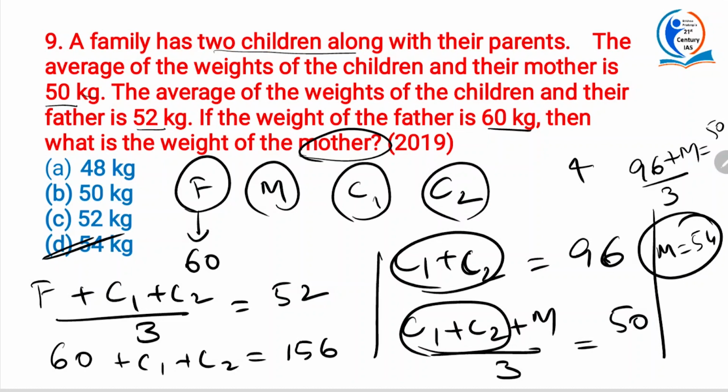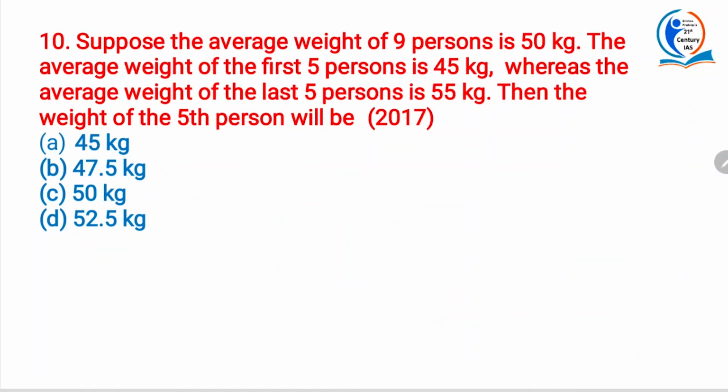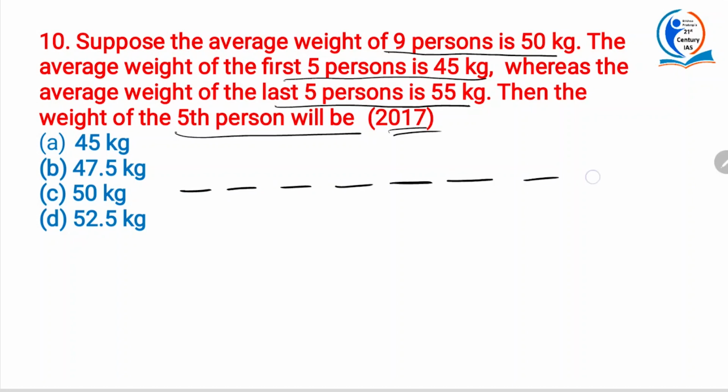Alright. Now we'll get into the next question. Suppose the average weight of 9 persons is 50 kg. The average weight of the first 5 persons is 45 kg, whereas the average weight of the last 5 persons is 55 kg. Then the weight of the 5th person is? If you read the sum in the first instance, it is very confusing. It was given in the year 2017. So what he is saying is, there are 9 people: 1, 2, 3, 4, 5, 6, 7, 8, 9. And the weight of the 5th fellow is what we have to find.